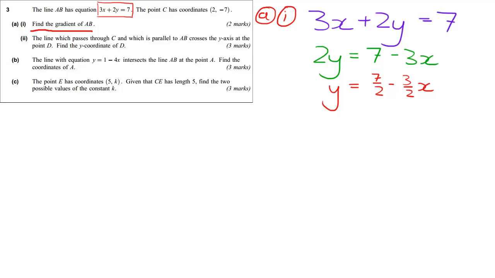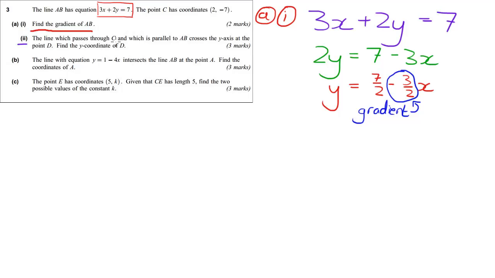And then what we have is this right here is our gradient. So our gradient is this here, this minus 3 over 2. That's what we wanted. 2 marks, not too bad. So let's move on to part 2.